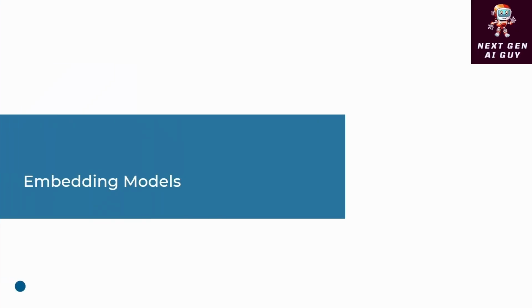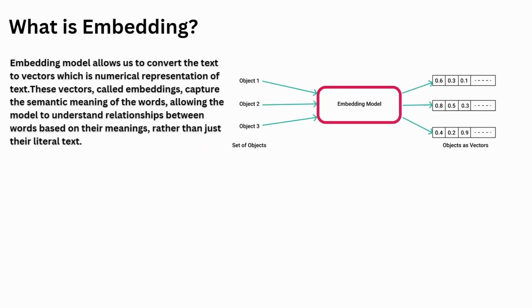Next we are having embedding models. What exactly is an embedding model? An embedding model allows us to convert text into vectors, which are a numerical representation of text. You feed in the text, and the embedding model converts it into a vector, a numerical representation of the text.